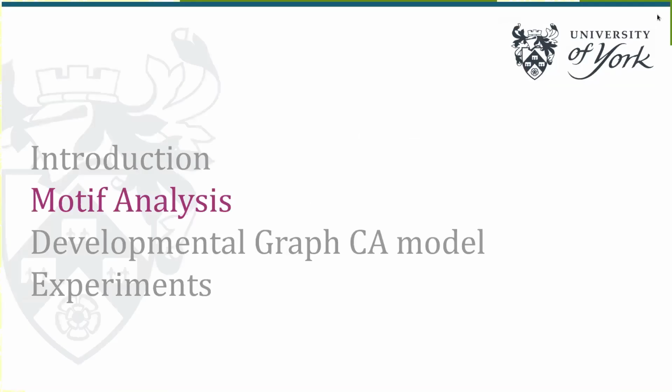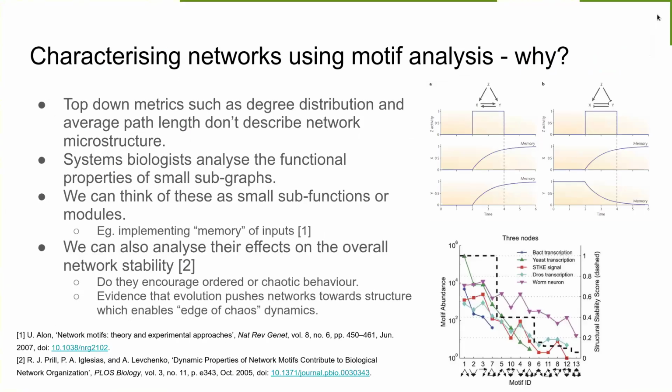So I'll now just introduce the concept of analyzing graphs in terms of motifs, which is a method from systems biology. So why would you want to do this? The top-down metrics from graph theory, like degree distribution and average path length, don't give you much description of the network microstructure, and often the functional properties of the system arise from that microstructure. So, for example, at the top right, there's a little three-node motif, which is called a regulating mutual triad by Uri Alon. That can implement things like memory. So a stimulus to node Z is then remembered by that little motif.